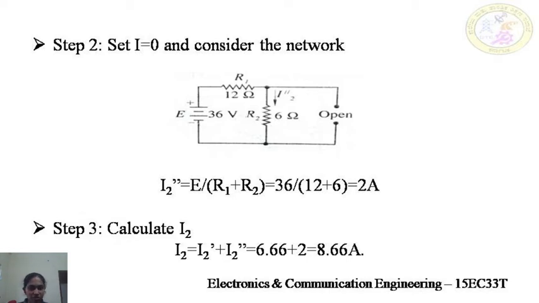The total current through 6 ohm resistor is calculated by adding the two currents I2 dash and I2 double dash algebraically, that is 6.66 plus 2 is equal to 8.66 ampere. I2 dash direction is the same as I2 double dash. Therefore, the total current through 6 ohm resistor is calculated by adding the two currents algebraically.